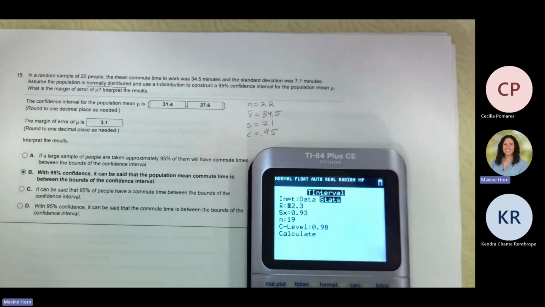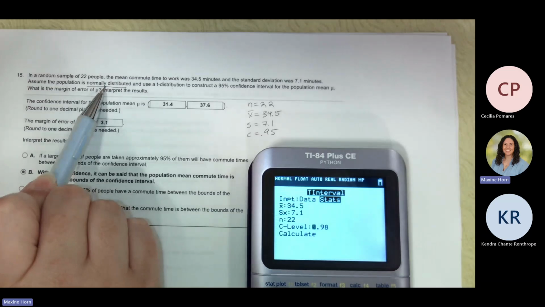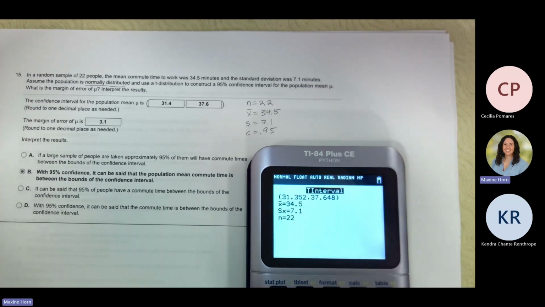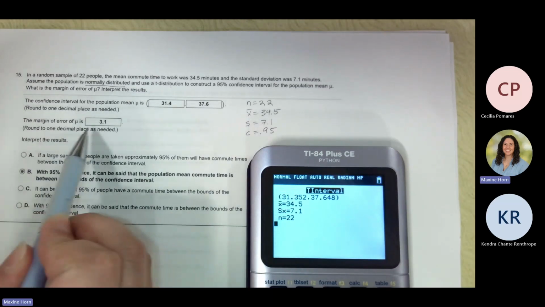Plug in what we know. Sample mean 34.5, sample standard deviation 7.1, sample size of 22. Again, it's okay that we have a sample size that's less than 30 because it's normally distributed. That's why that's okay. And then we have a confidence level of 95%. Okay, so we get these numbers, great. But then they want us to find the margin of error.